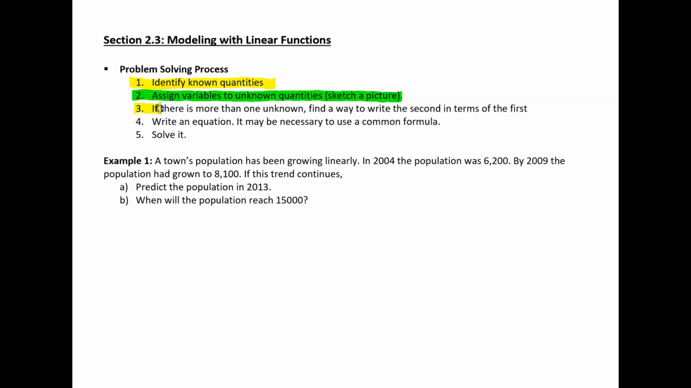Number 3, if there is more than one unknown, find a way to write the second in terms of the first. Basically, if you can relate any variables, do that. The fewer letters we have, the easier it's going to be to solve.